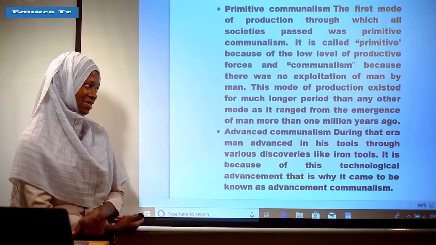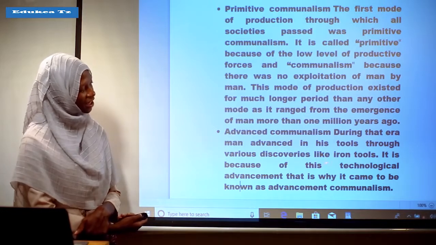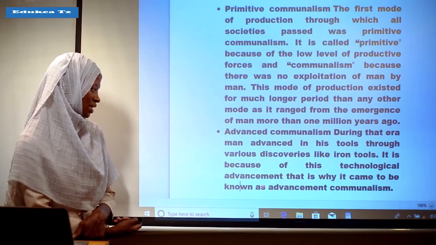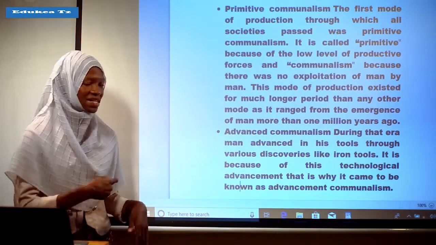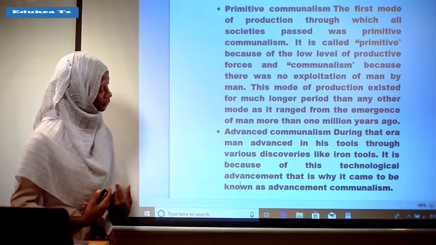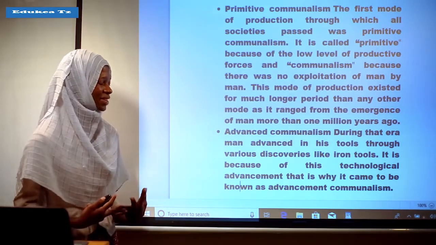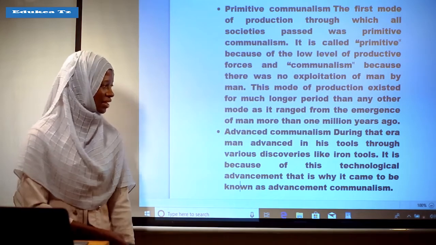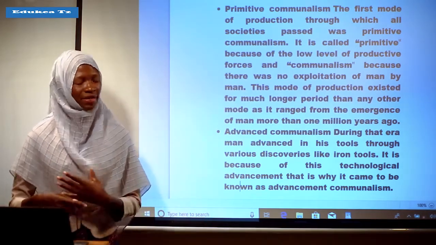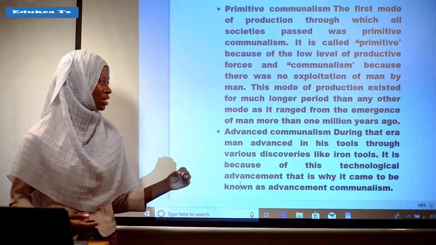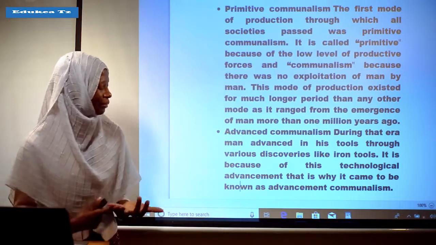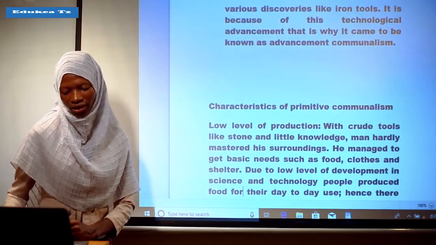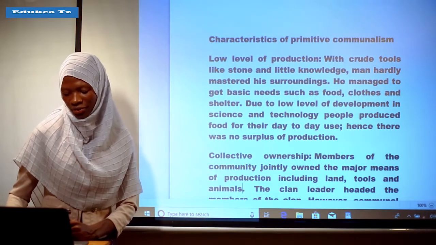During that era, man advanced in his tools through various discoveries like iron tools. It is because of this technological advancement that it came to be known as advanced communalism. So as the days go, man started to use advanced tools like iron. The coming of iron made human beings advance in the way of production. Though it was the communal way, the tools used were somewhat advanced. So now we see the characteristics of primitive communalism.